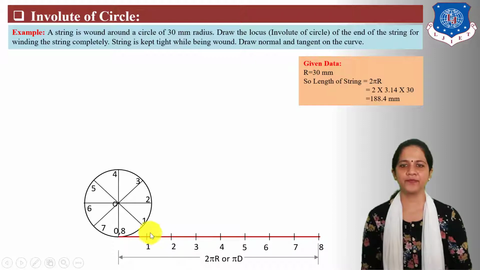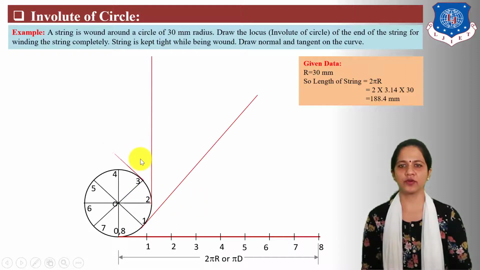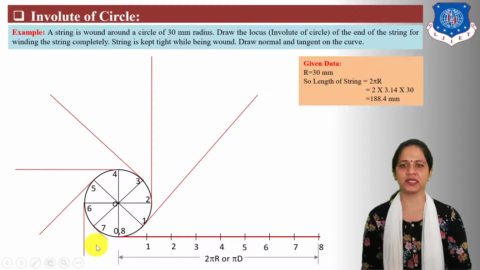Next, locate the perpendicular string from the O1, O2, O3, O4, O5, O6 and O7 radial lines. Next, find out the end point of the string from 0 to 8 position. Now, at 0 position, locate here the end point of the string, P0.